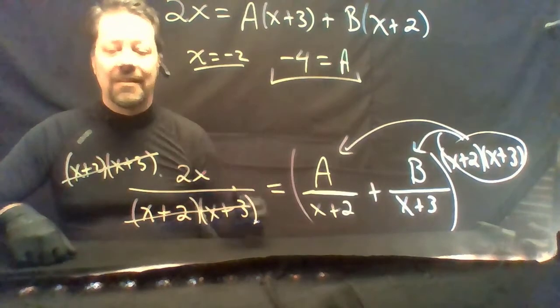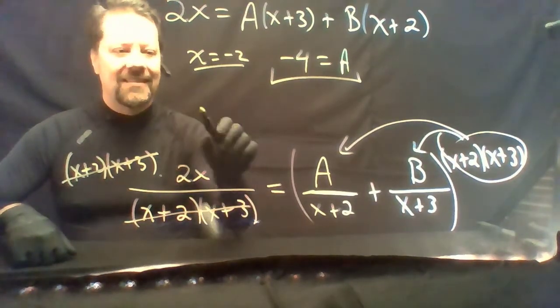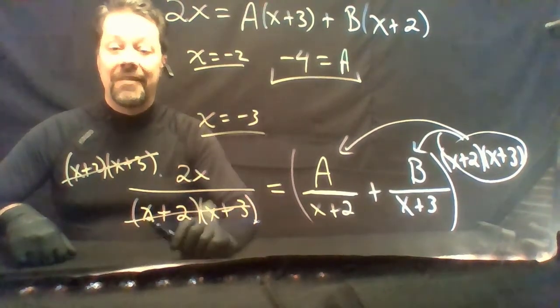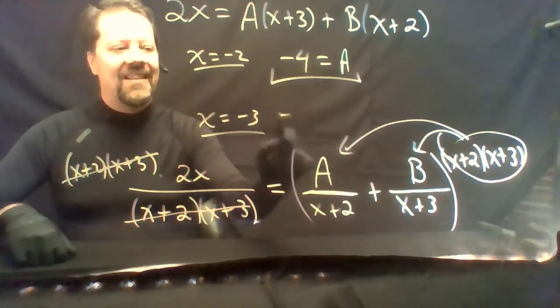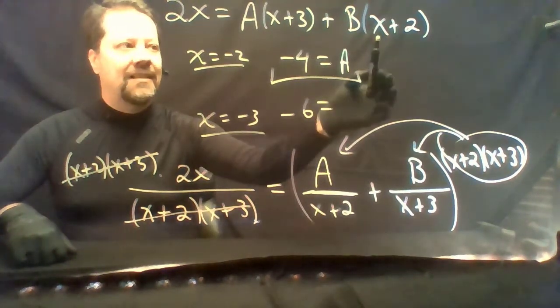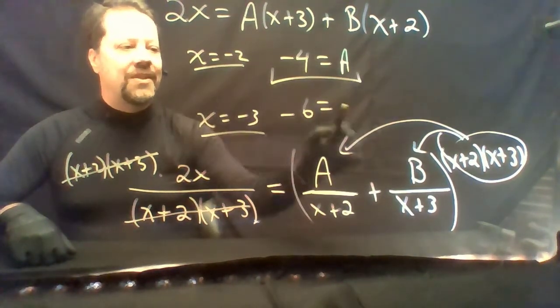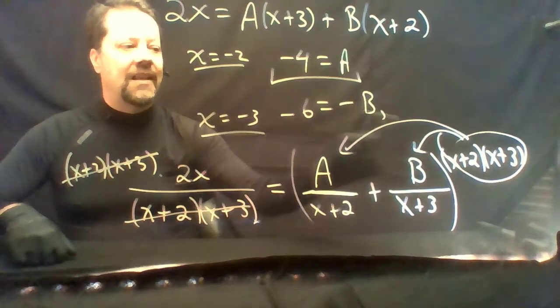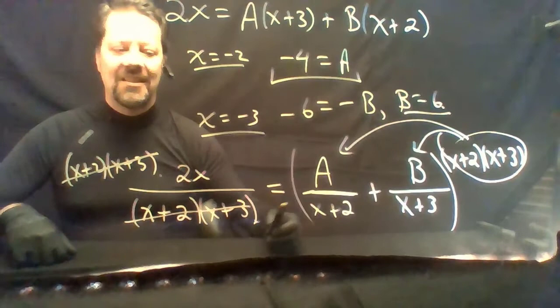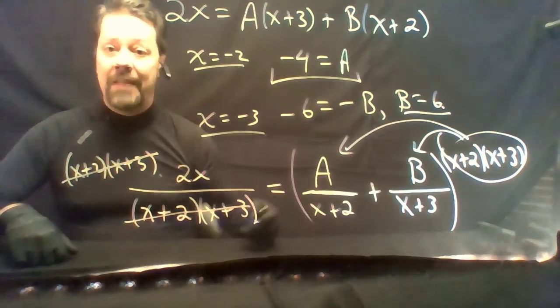Can you think of another reasonable choice for x? I hope you thought of negative 3. There we get negative 6 equals, the first term will drop. Negative 3 plus 2 is negative 1 times B. We get B is equal to 6. We can put these together now and figure out the integral.